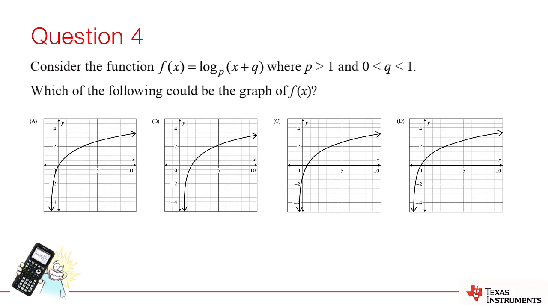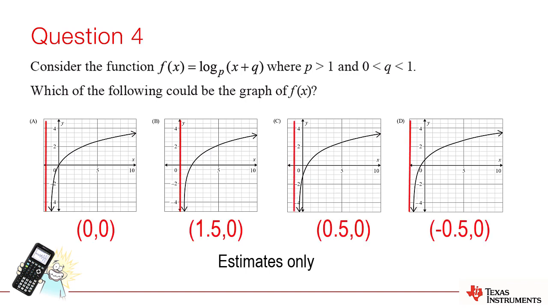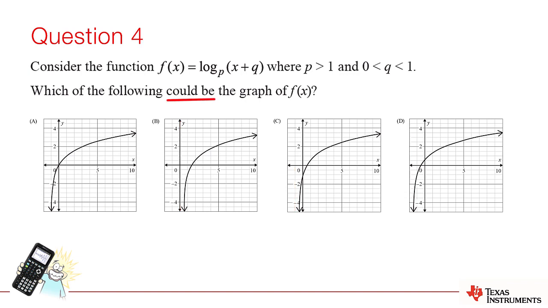Question 4. A good understanding of transformations of functions and logarithms would help us jump straight to the answer without pressing a button. But let's play a little game of spot the difference. We see that the main difference between the graphs is the location of the vertical asymptote and the axis intercepts. The question says could be. That means 3 of the graphs would be impossible under the given transformations and corresponding restrictions.